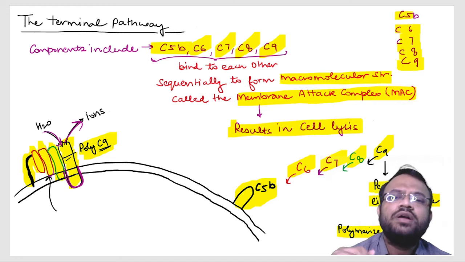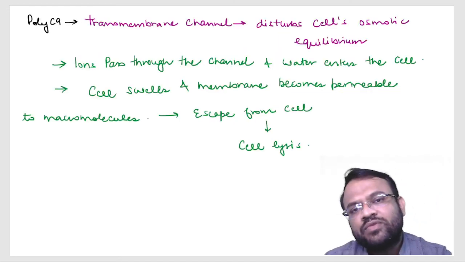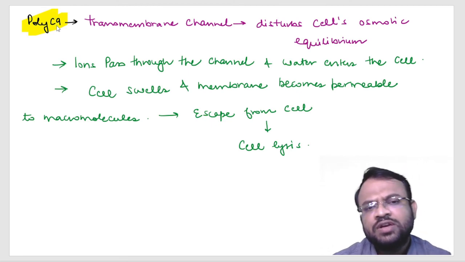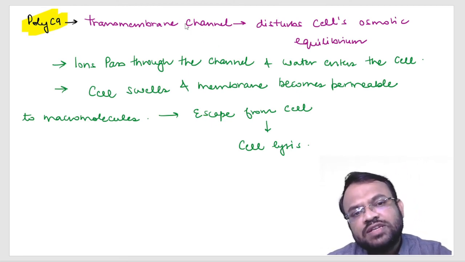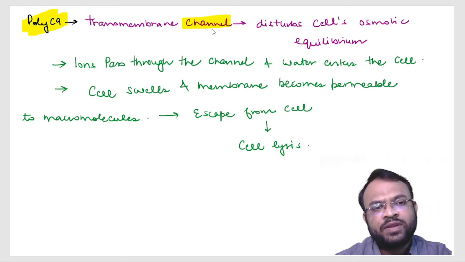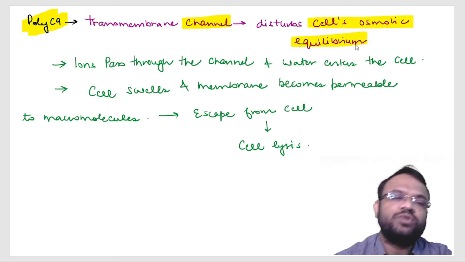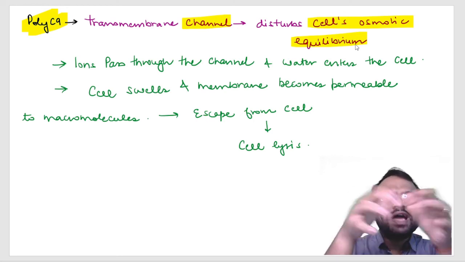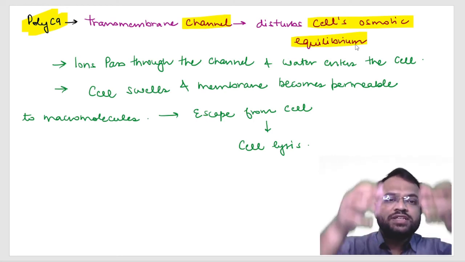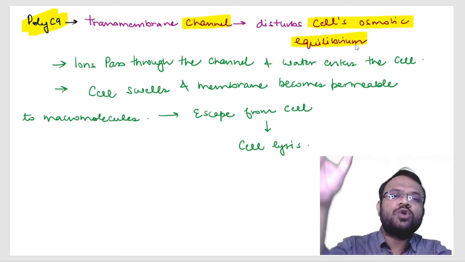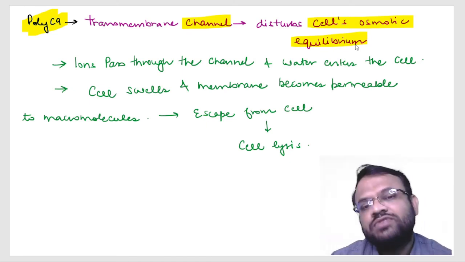Okay, now let us come to the functionality of poly C9. This is important, it can come in the examination. As I've said, this poly C9 will cause the formation of transmembrane channels, and it disturbs the cell's osmotic equilibrium. That means it will change the osmolarity of the cell, because it is creating a transmembrane channel, and because of that multiple things will go out and come in. It will cause a leakage of the cell.